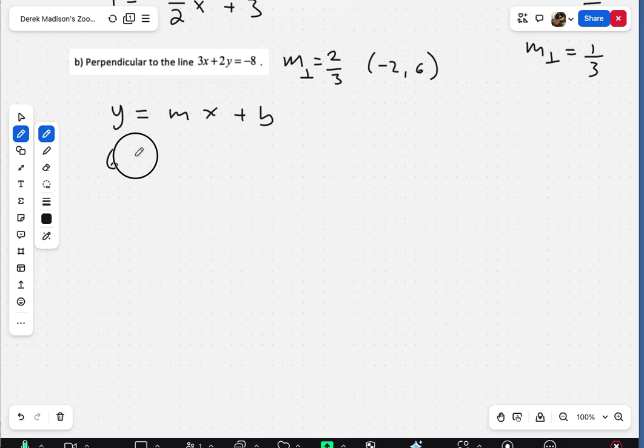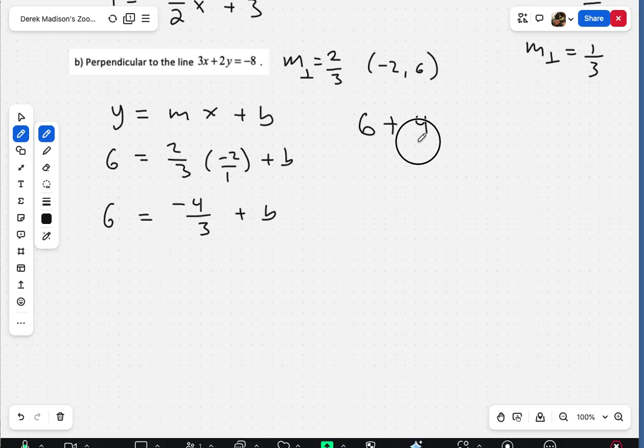So y is 6, m is 2/3, x is negative 2 plus b. So remember, negative 2 is the same thing as negative 2 over 1, so it's the numerators multiply and the denominators multiply. So that would make negative 4/3 plus b. And then I will add the 4/3 over to this side. I'll pop up here with it. 6 plus 4/3 equals b.